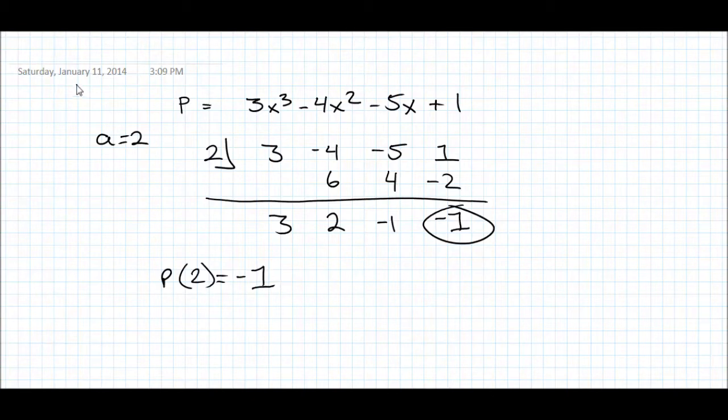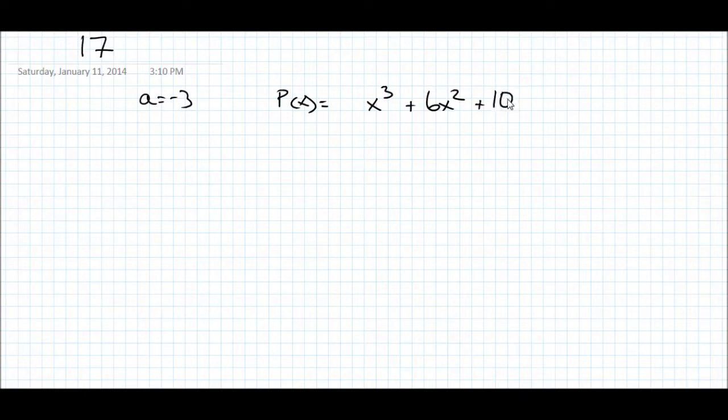Okay, number 17. That was 15, by the way. Number 17. Alright, we have an a value of negative 3. Okay, we have a piece of x that looks like this. X cubed plus 6x squared plus 10x plus 3. So let's rewrite this. So it would be negative 3. We already dropped down. Drop our coefficients. 1, 6, 10, and 3.